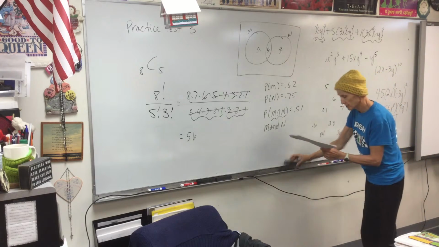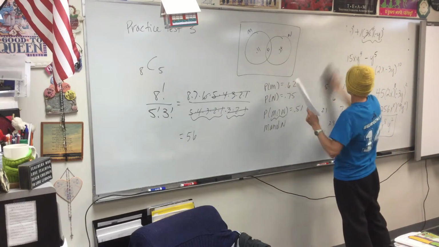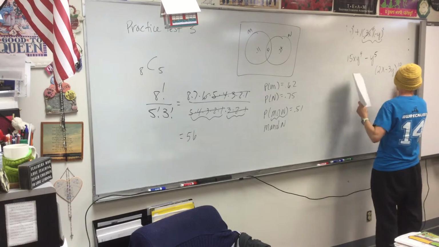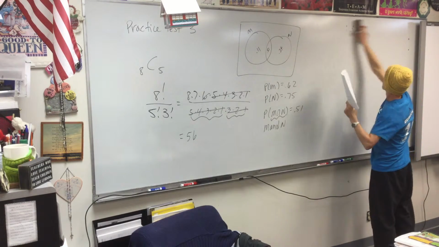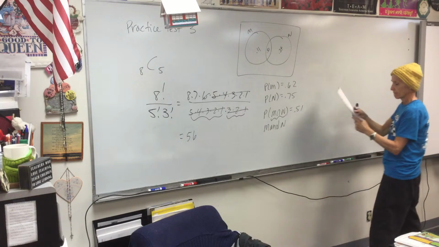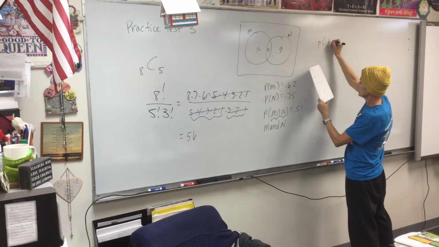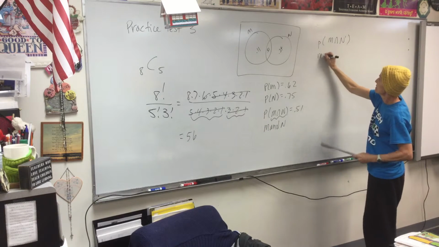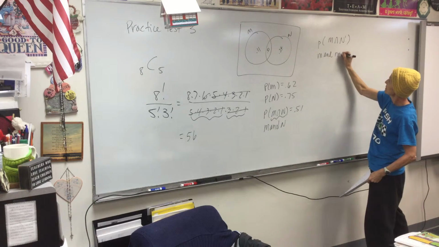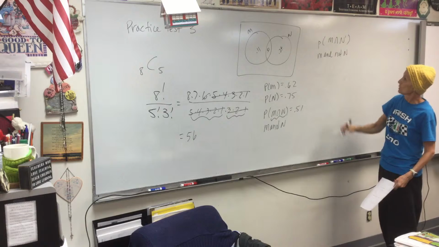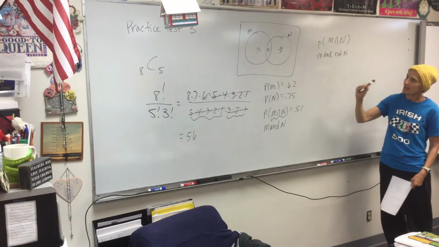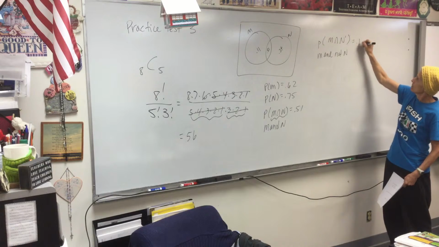Now the questions, there's two questions. We want the probability of m and not n. This is m and not n. So what's the probability? You're in the m circle, but you're not in the n circle. That would be 0.11.